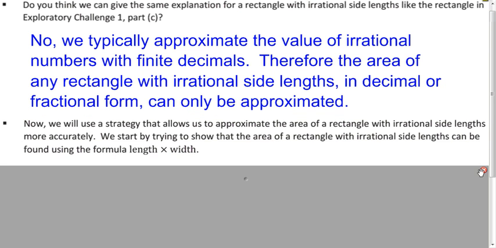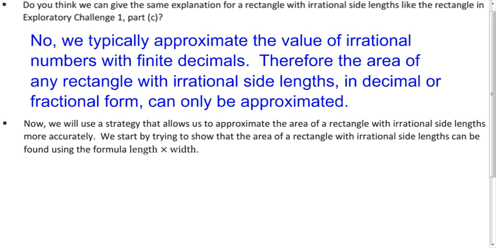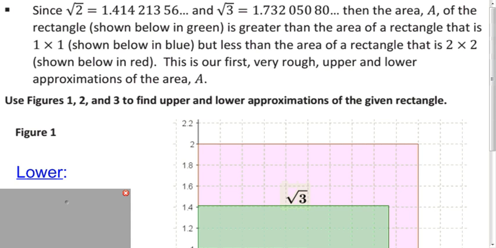But there's a different strategy we can use. It involves something that we're not going to talk about explicitly, something called a limit. So we're going to see what happens when we take approximations and make them better and better. So here we have a decimal approximation of the square root of 2 and of the square root of 3.